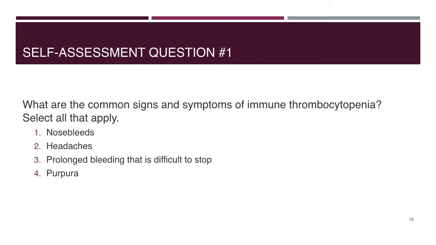The correct answers are 1. Nosebleeds, 3. Prolonged bleeding that is difficult to stop, and 4. Purpura. Headaches are not commonly seen in patients with immune thrombocytopenia.